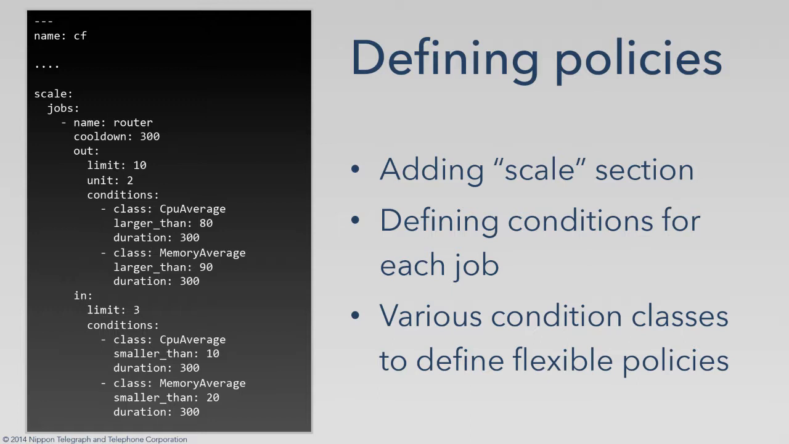You can use various condition classes for defining flexible policies. For the default BOSH heartbeat messages, you can use these classes listed on the slide. For example, you can define a condition like if 80% of memory is used on average for the last 300 seconds with these classes.